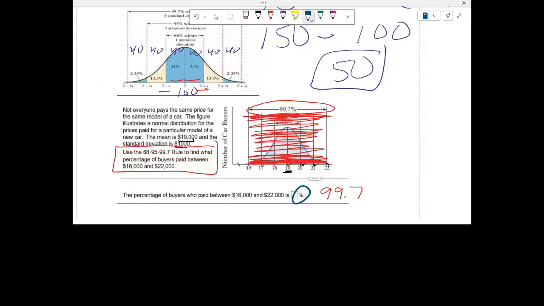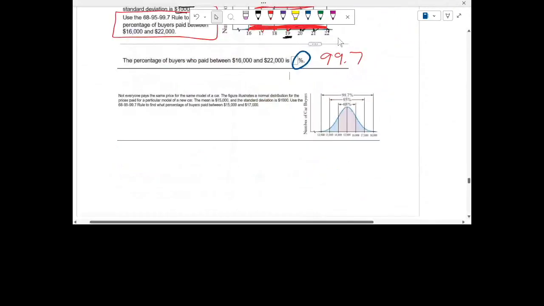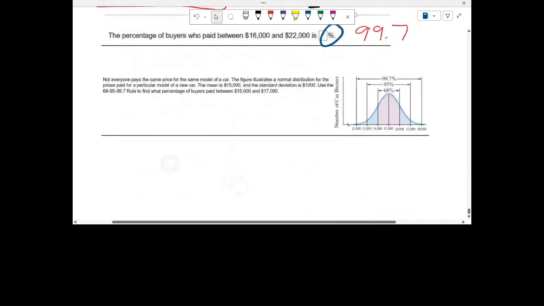Okay, let's try another one. We'll do it the same way, y'all. So look, I'm going to scroll down here. Same sort of problem. Again, not everybody pays the same price for the same model of car. Okay, the mean in this case is 15,000. So if you notice, that's the number in the middle.